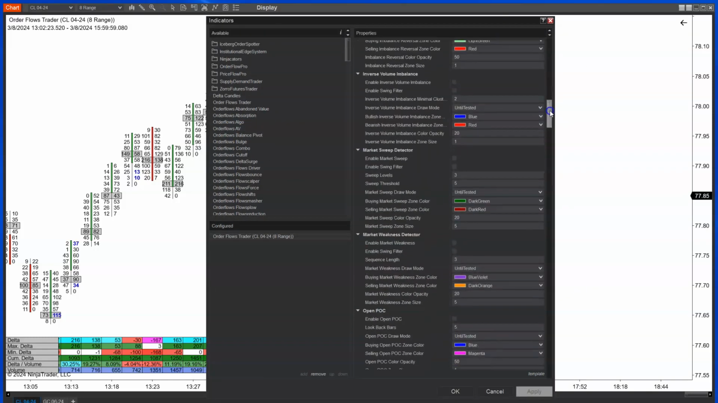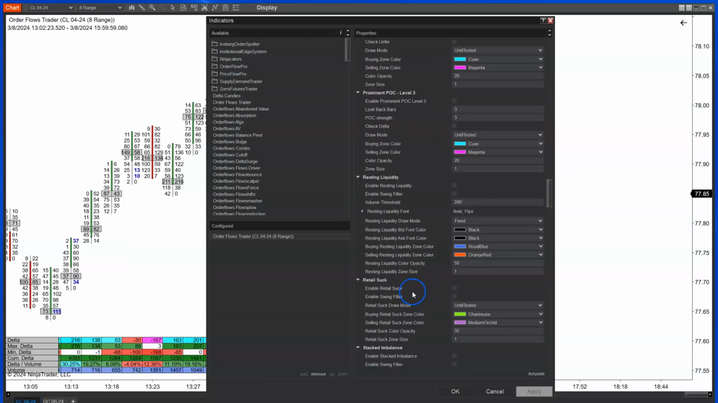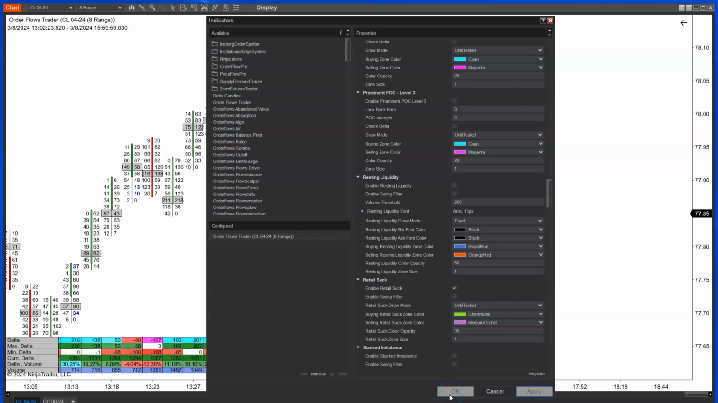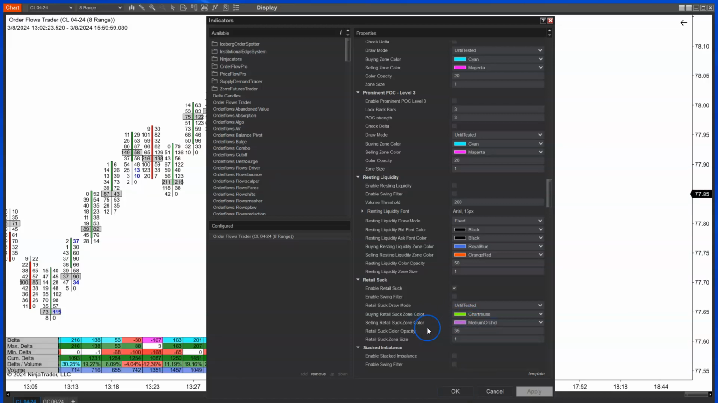So you're going to go into the indicator settings. You're going to find it here under the R's, Retail Suck. We'll just enable it. The default colors are chartreuse, which is this sharp green color, and medium orchid. We have the opacity set at 35. And for now, I'll keep the swing filter disabled just to show you how it looks. We're going to draw it out until tested. So anytime on the chart that there's a potential retail suck taking place, it's going to highlight it. If it's bullish, it's going to be green. If it's bearish, it's going to be this medium orchid color.